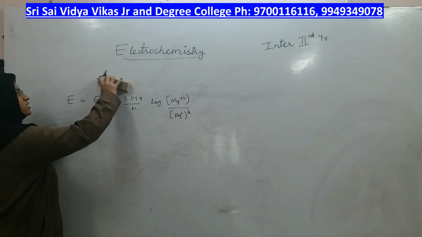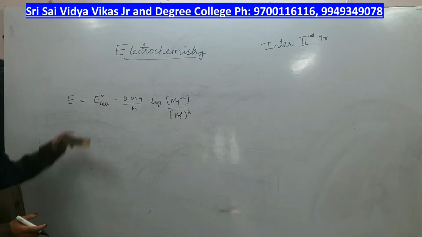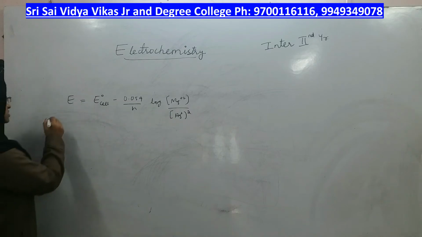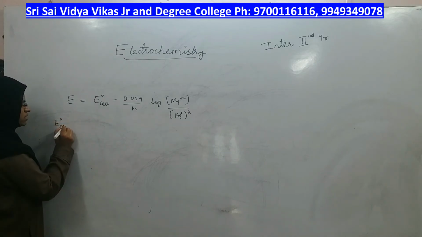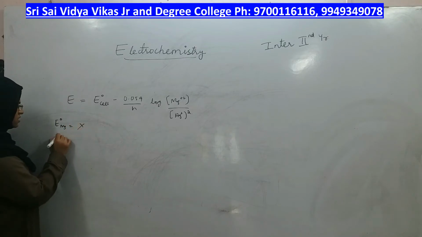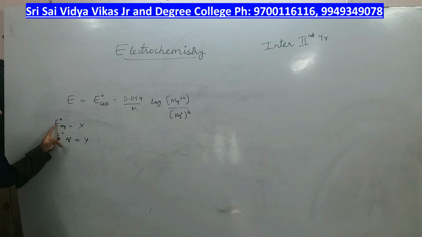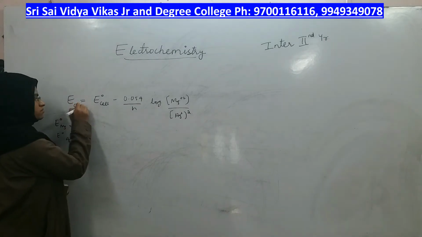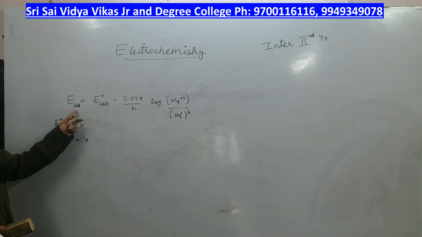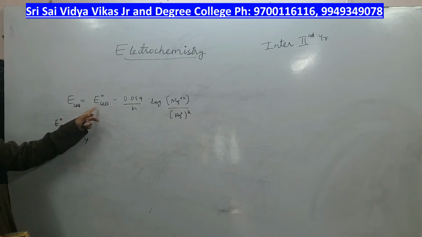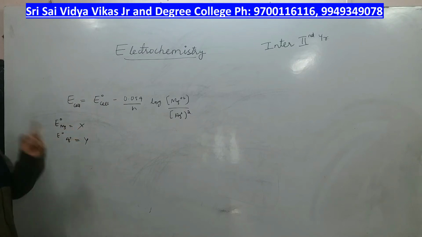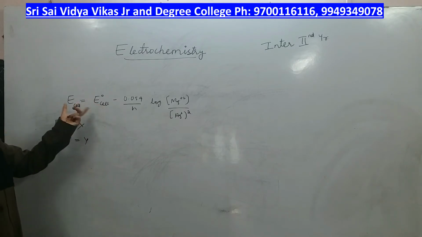Suppose instead of giving the E0 value of the cell, they have not given it. Instead they have given the E0 value of magnesium, some X, and the E0 value of silver, some Y. They did not give you the E0 cell value. They gave the E0 value of magnesium as X, and the E0 value of silver as Y. Calculate E cell. How will you calculate? Can you directly substitute this value? No. By using these two, you have to first calculate E0 cell for the equation.